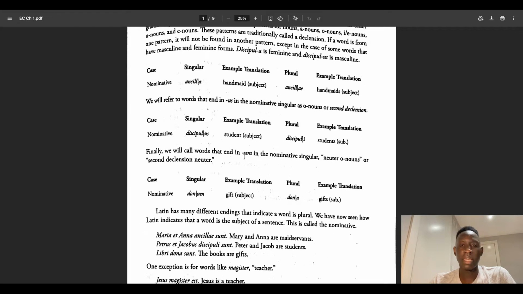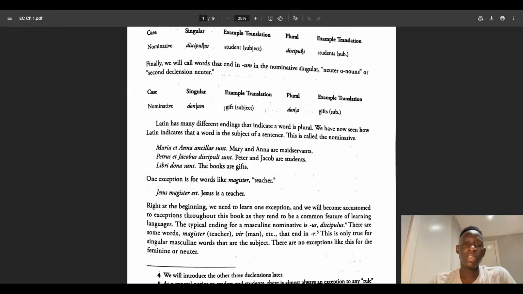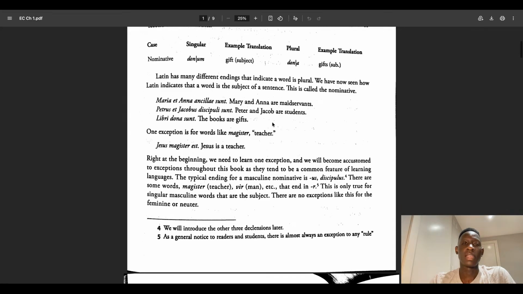We'll refer to words that end in us in the nominative singular as o nouns or second declension. For instance, discipulus, student, or discipuli, students. Finally, we will call words that end in um in the nominative singular neuter o nouns or second declension, neuter. For instance, donum, which is gift, or dona, gifts. Latin has many different endings that indicate a word is plural.